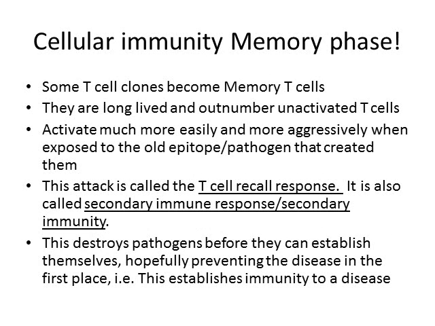Right, so as mentioned, some of the T-cell clones become memory T-cells. They live for a long time. There are much more of them than unactivated T-cells. They activate much more easily and much more aggressively when exposed to the old epitope that created them, as it were. And this easy and aggressive response is referred to as a T-cell recall response. It's also called secondary immune response or secondary immunity. And often this will destroy pathogens before they can properly establish themselves, hopefully preventing the disease in the first place, and giving a bit of immunity to a disease.